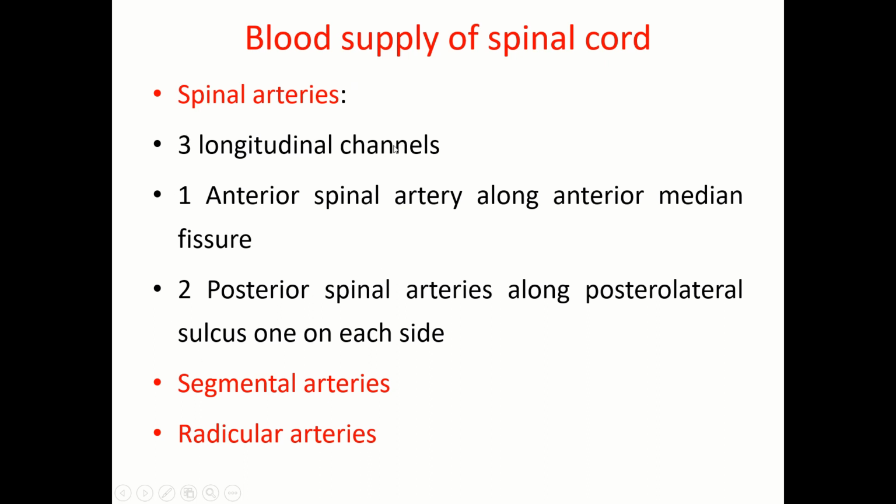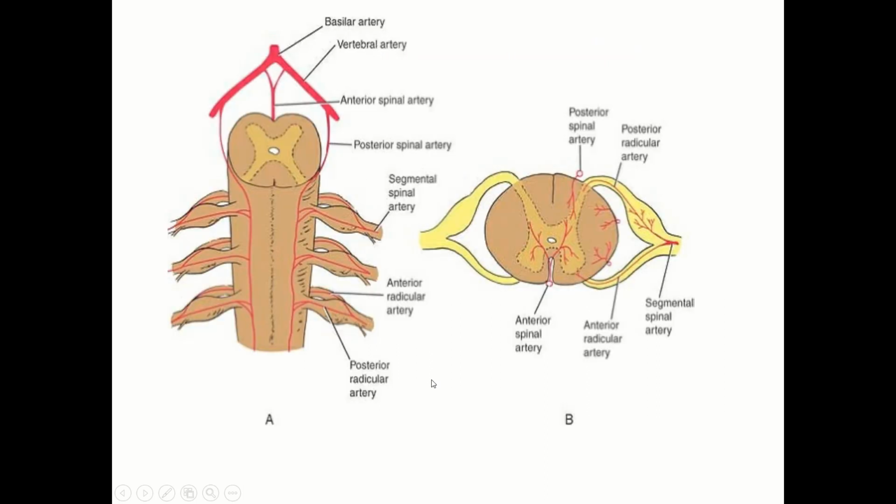If we see the overall blood supply of the spinal cord, there are three longitudinal channels: one anterior spinal artery and two posterior spinal arteries. In some books we also refer to them as five longitudinal channels, because each posterior spinal artery divides into two collateral arteries and descends on either side of the dorsal root. So we consider five longitudinal channels, which will be reinforced by segmental and radicular arteries.